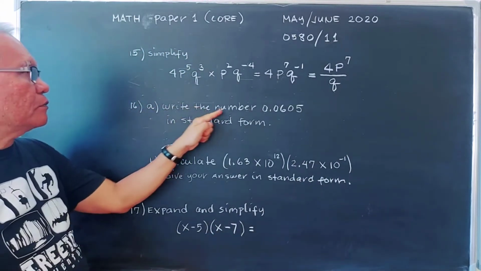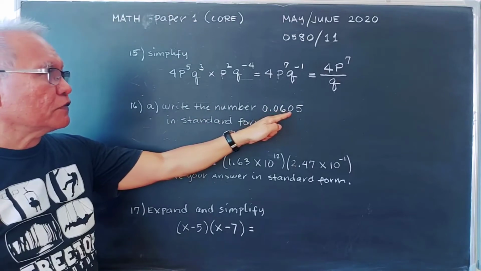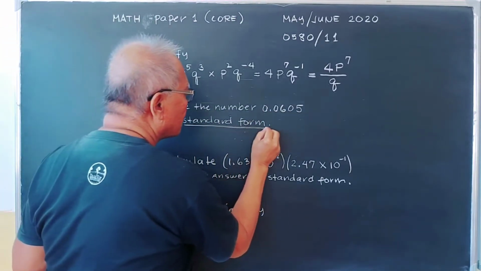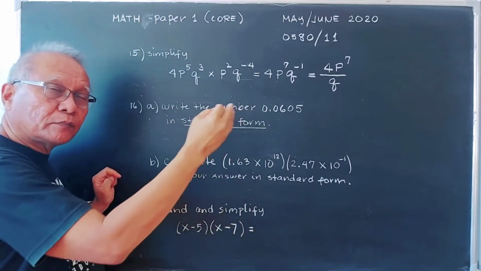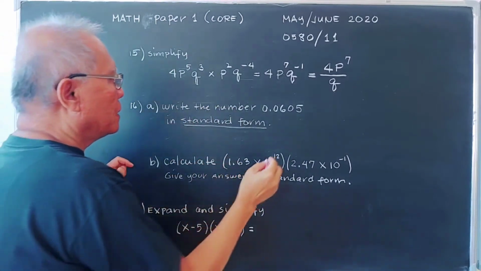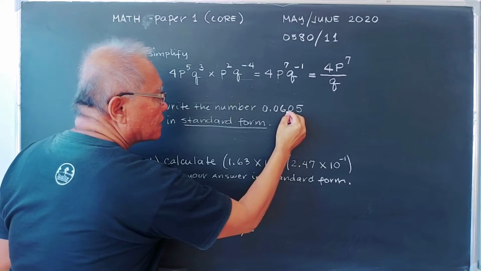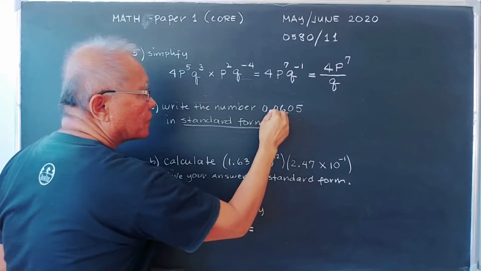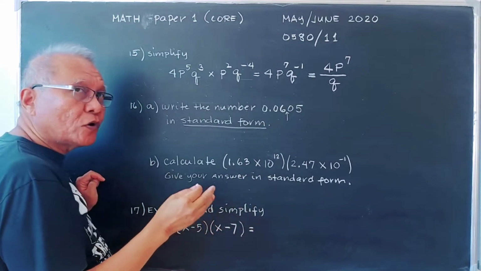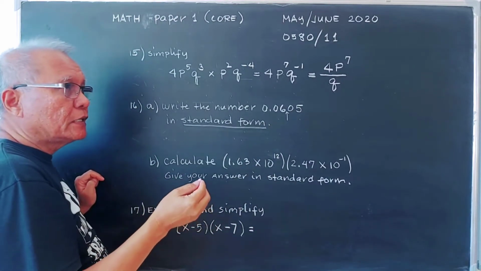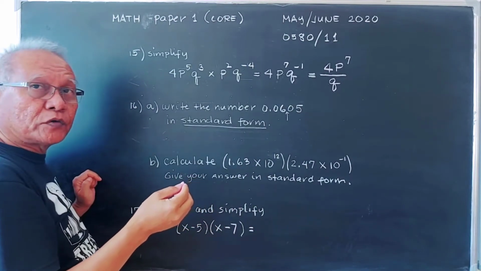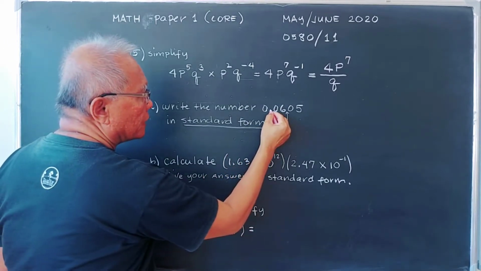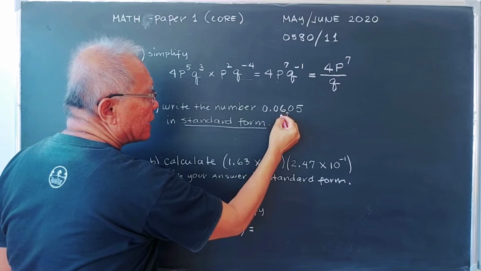A. Write the number 0.0605 in standard form. When we say standard form, it means we have times 10 to the positive or negative exponent. For the standard form of this number, we write our decimal point there. It is a small number, a decimal, which means that our exponent is negative. So how many places? 1 and 2.